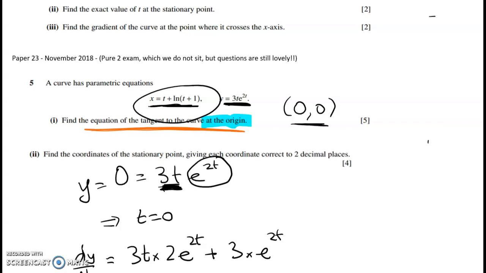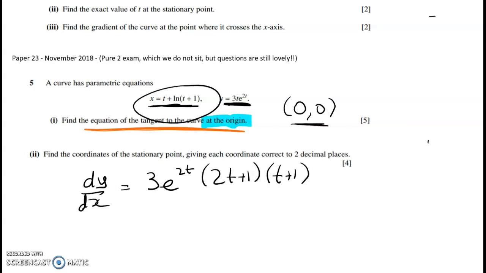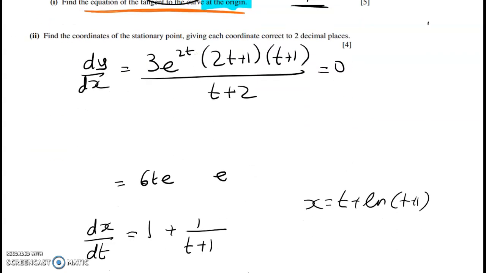The last bit that I'm going to do is to find the stationary point. And we have to give each coordinate to 2 decimal places. We have to think about what a stationary point means. Well, that means dy by dx is equal to 0. So dy by dx is 3e to the 2t times 2t plus 1 times t plus 1 over t plus 2, and that needs to equal 0.